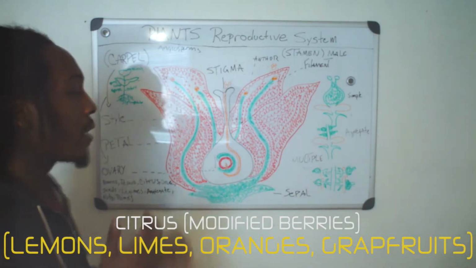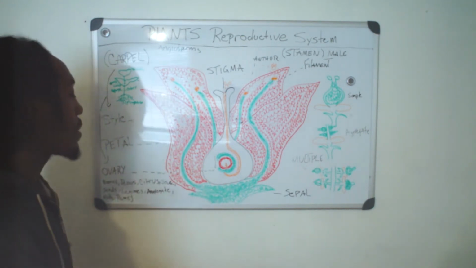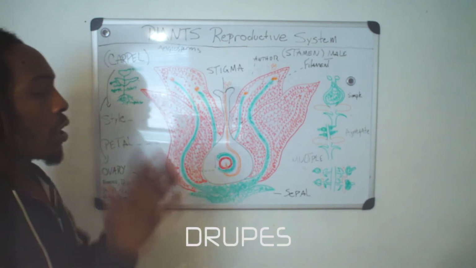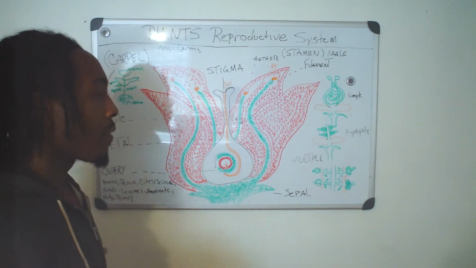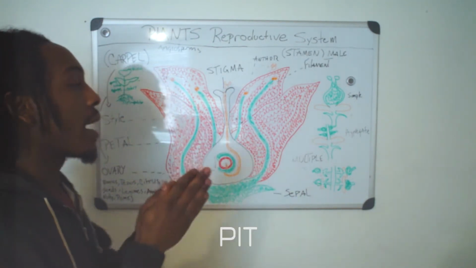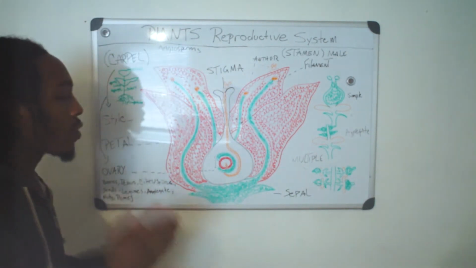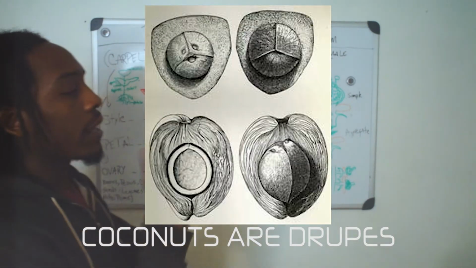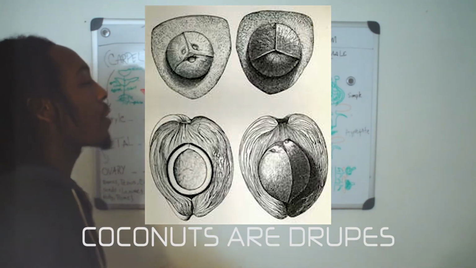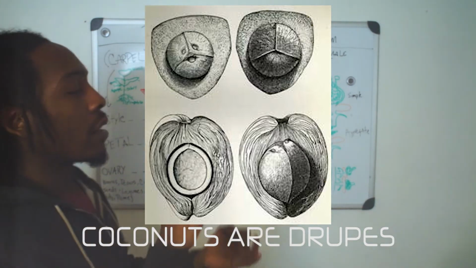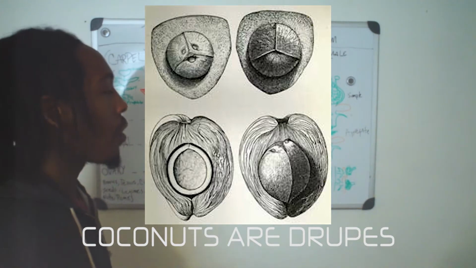They're called modified berries. They aren't exactly like the pepos and the berries, but those are your oranges, your lemons, your limes, and stuff like that. Then you have your drupes. Your drupes are your peaches, your nectarines, your cherries, and stuff like that, that all have a pit inside. And inside of that pit is a seed. Coconuts are drupes as well. The part of the coconut that you see is actually the pit of the fruit, and there's a bigger enclosure on the outside. But coconuts are also considered to be seeds and nuts as well, because they fit the description for all three.